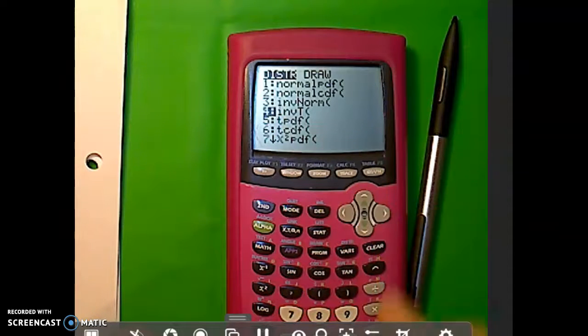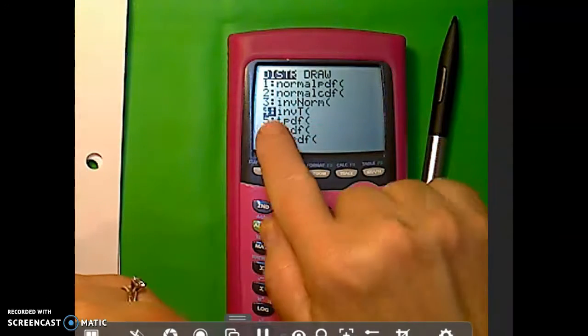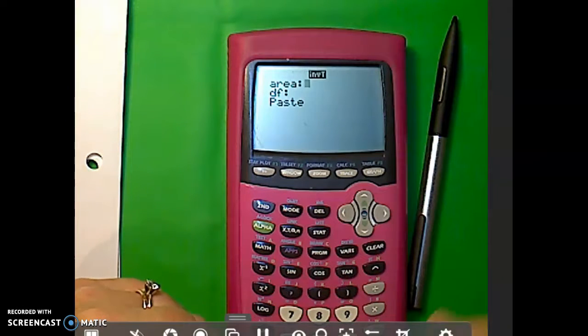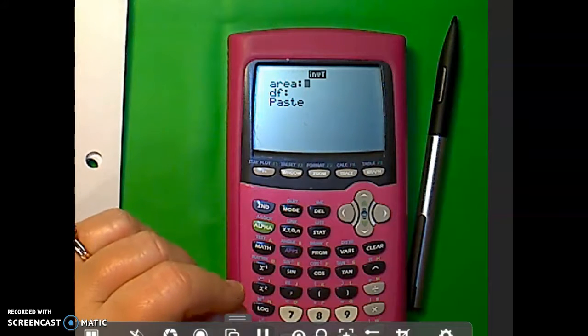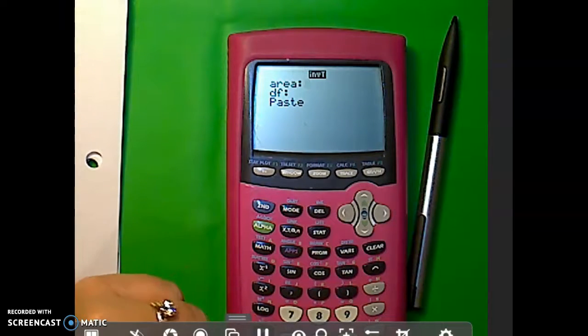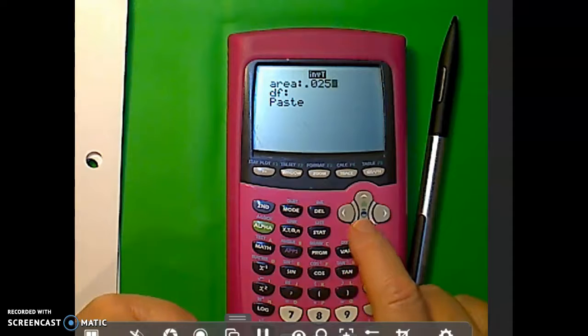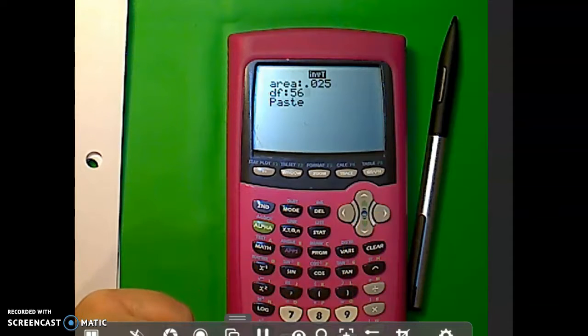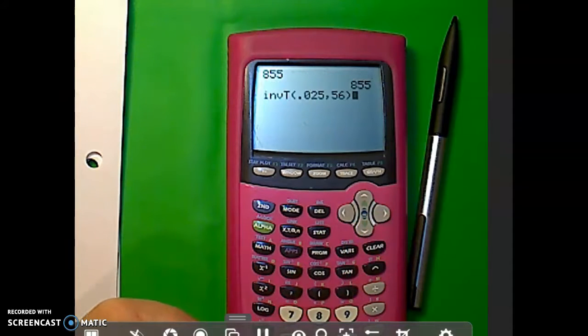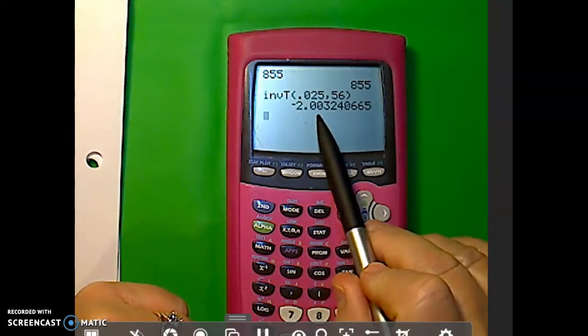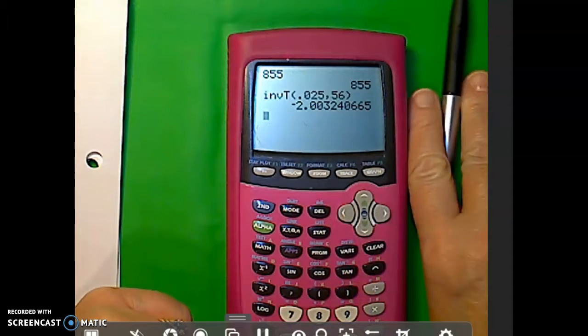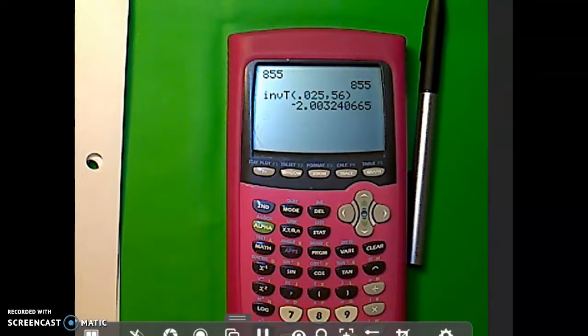So we're going to use inverse t. It's on second distribution, number 4, inverse t. The area, I'm just going to use the bottom area. So 95% in the center leaves 5% for both tails. Half of that on the left would be 0.025. My degrees of freedom is 56. And we'll calculate that. It's working. 2.00324 and some change. So that's how you get your t critical value for your confidence interval.